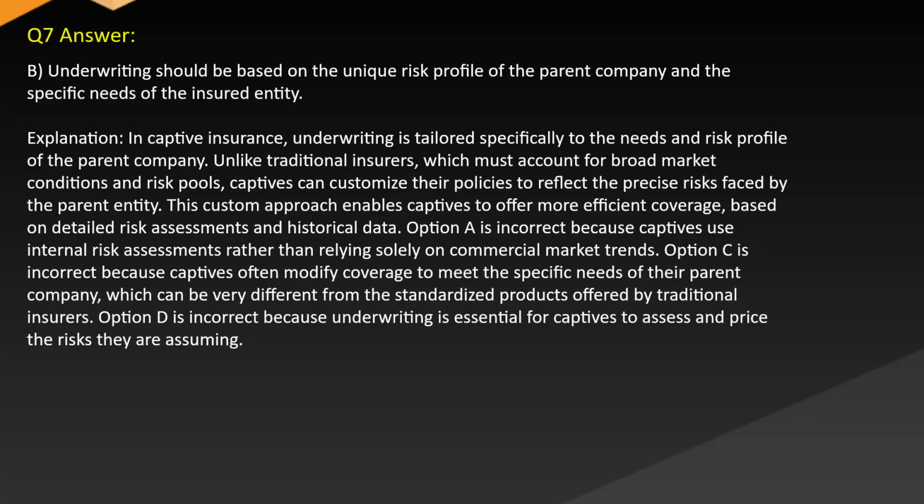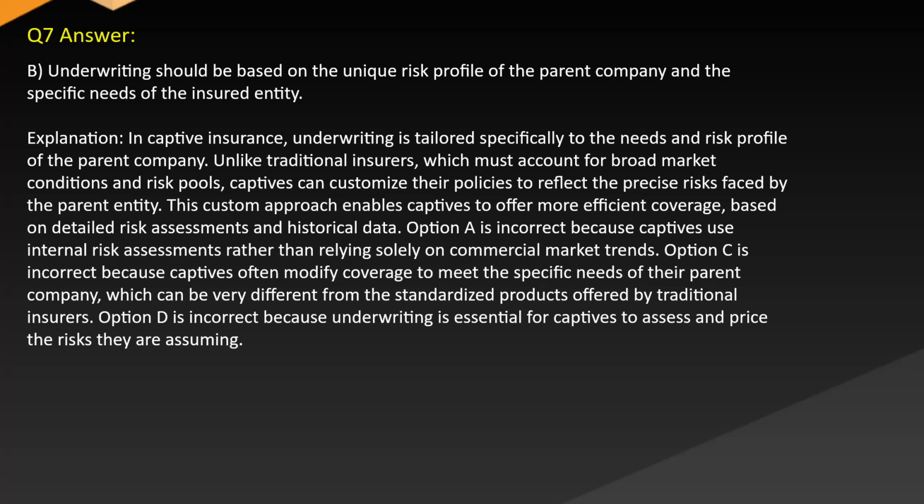Answer: B. Underwriting should be based on the unique risk profile of the parent company and the specific needs of the insured entity. Explanation: in captive insurance, underwriting is tailored specifically to the needs and risk profile of the parent company. Unlike traditional insurers, which must account for broad market conditions and risk pools, captives can customize their policies to reflect the precise risks faced by the parent entity. This custom approach enables captives to offer more efficient coverage based on detailed risk assessments and historical data.